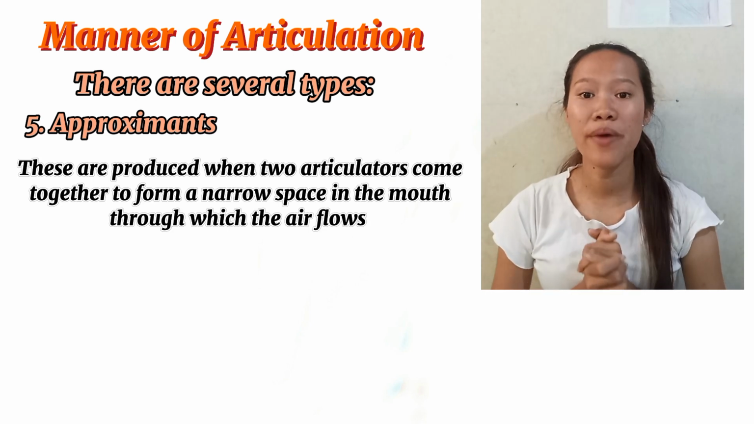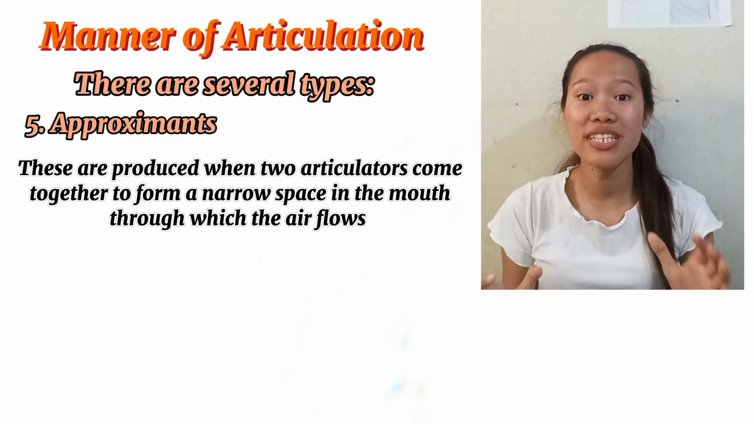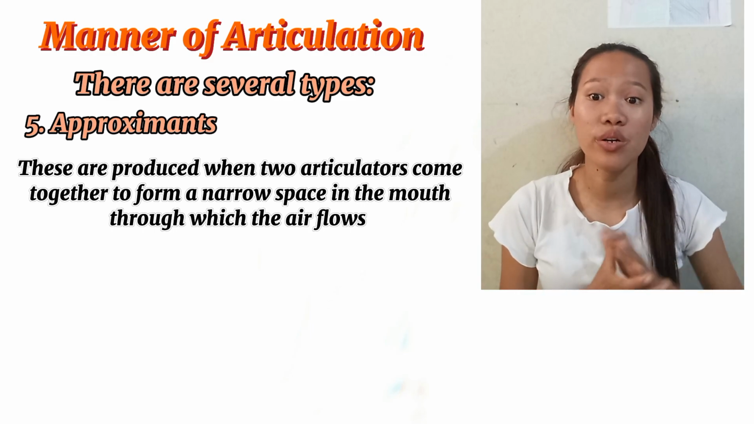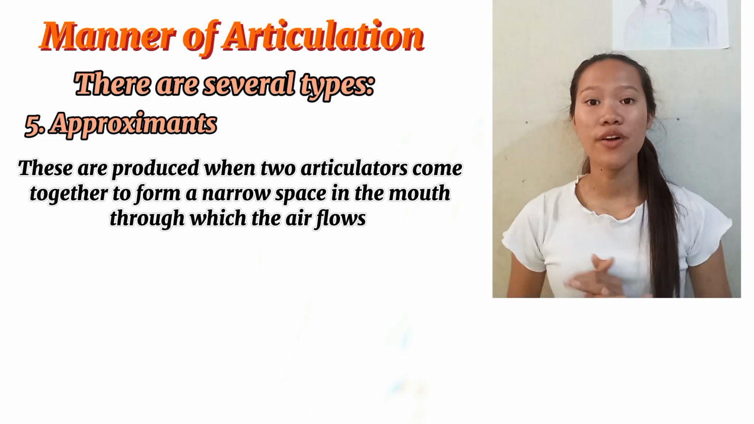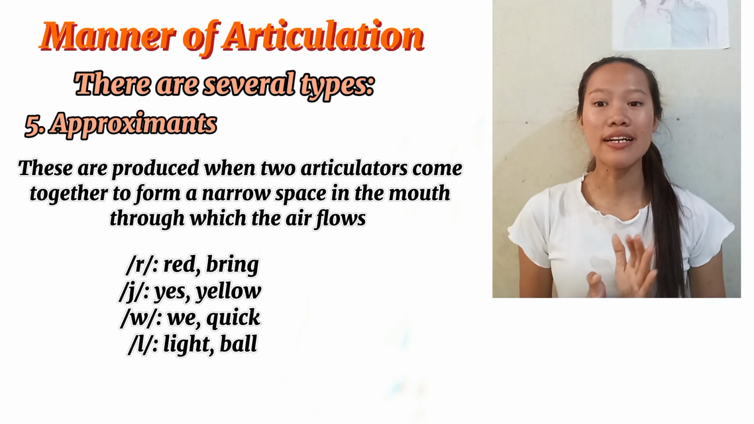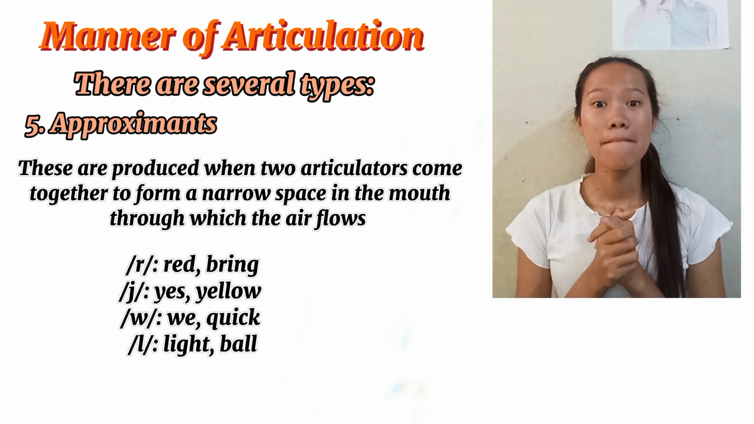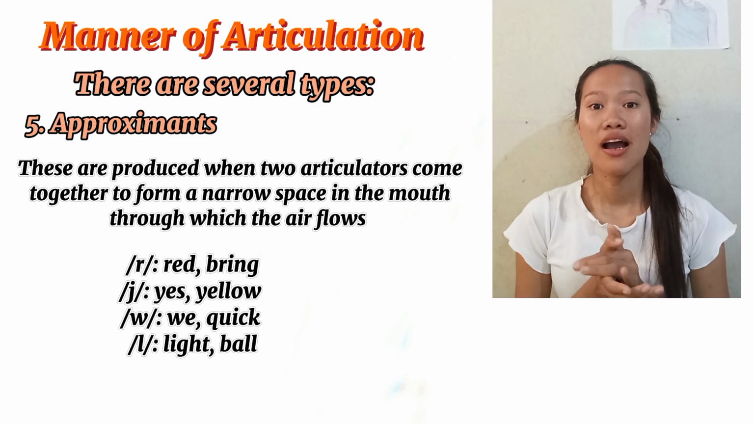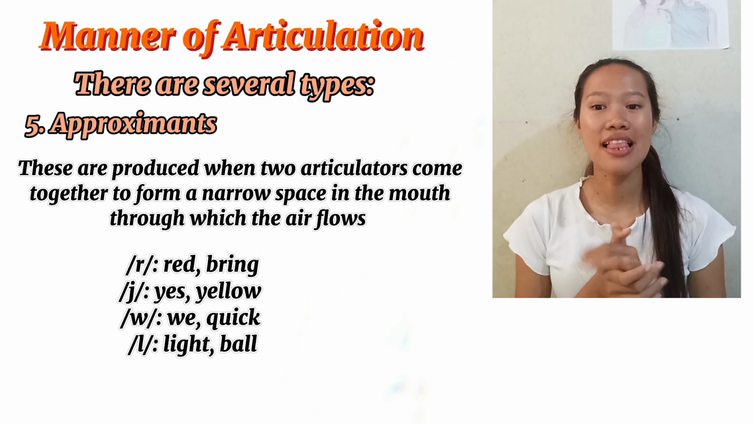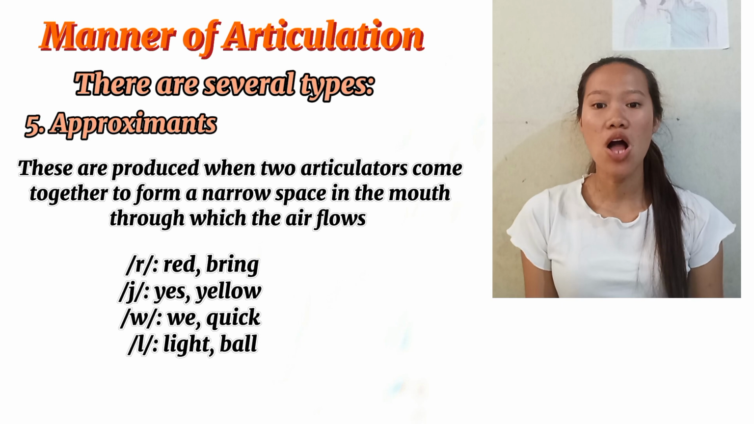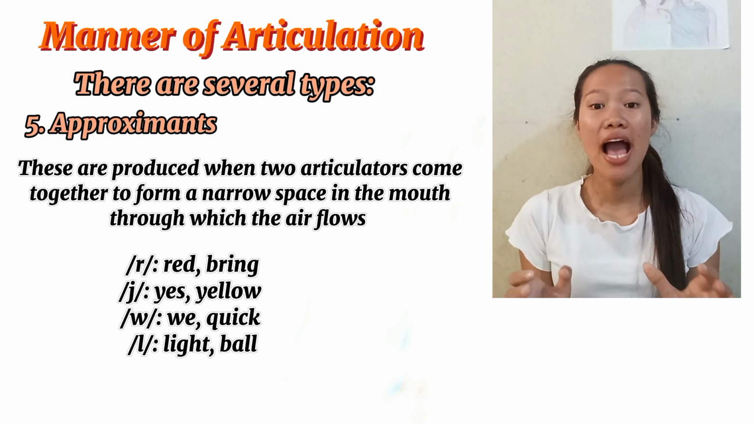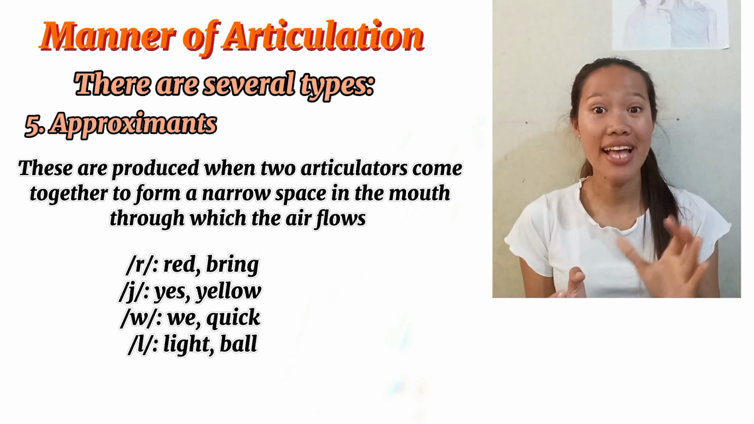So next is approximants. Approximants are sounds we make when two parts of our mouth come close together but do not touch enough to block the air or cause strong friction. For example, red, bring, yeah, yes, yellow, we, quick, light, ball. So remember, approximants are close but not too close.